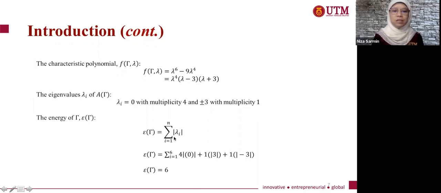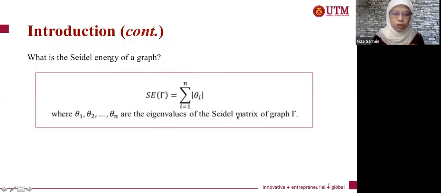And thus the energy is just the sum of the absolute values of these eigenvalues, the sum of 4 times 0, 1 times 3 and 1 times negative 3. So this is a typo here. It's just the sum of this. So it's equal to 6.